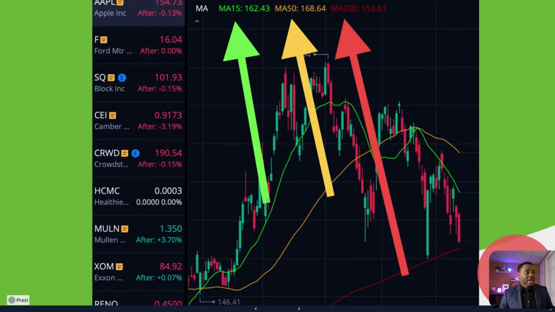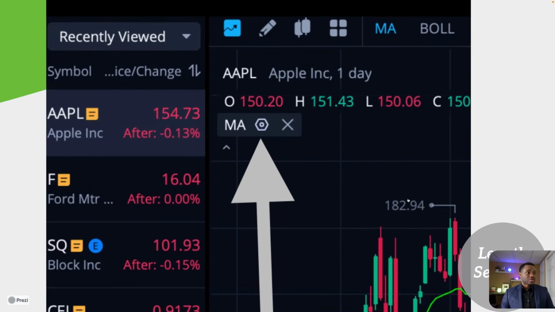You can always imagine that the 200 moving average is kind of like a magnet, and the stock price likes to go right back towards it. If it goes under it, it'll like to come back eventually. And if it goes above it, it'll like to come back down to it eventually. You can think of it just like that. And it's an indicator. It's not a crystal ball. Remember that.